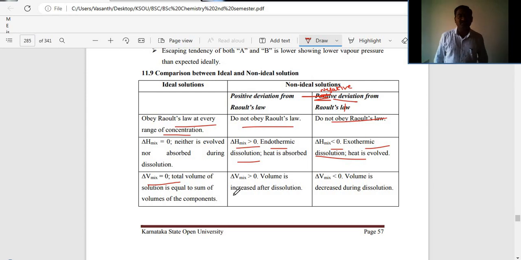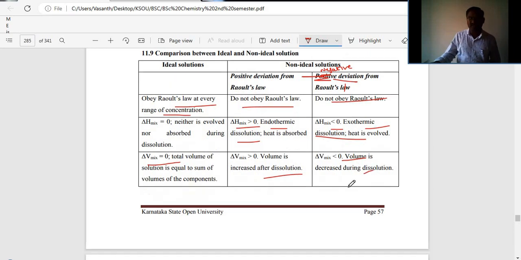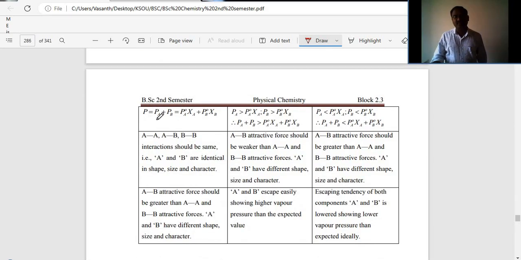The total volume of the solution is equal to the sum of the volumes of the components. Delta V mix greater than 0 means the volume is increased after dissolution. Delta V mix less than 0 means the volume decreases after dissolution. The ideal solution obeys Raoult's law, so the total vapor pressure is equal to the sum of the partial pressures, PA plus PB.